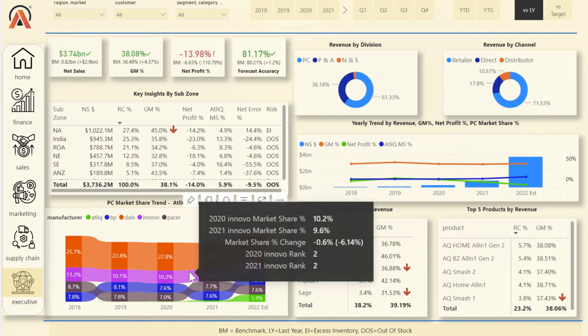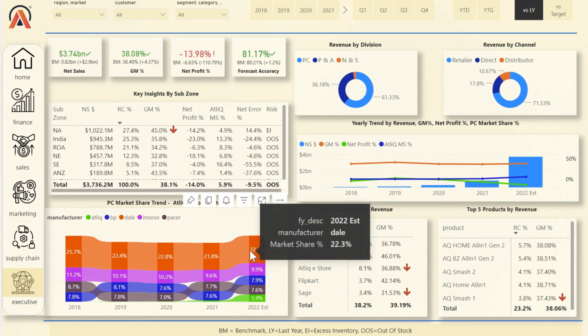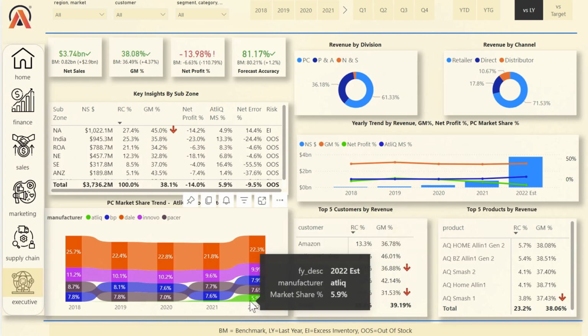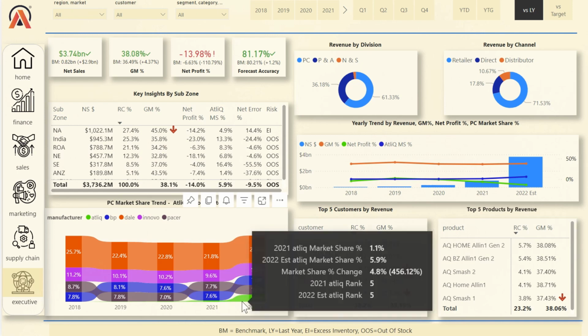Here, by looking at this ribbon chart, you can clearly see that the Dell company is dominating the market, and the second one is Lenovo. This green color here is the Atliq store, and looks like it is a new player in the market, and I think it was established in 2020, and it is gradually increasing, but also it is in the lowest position in terms of market share.